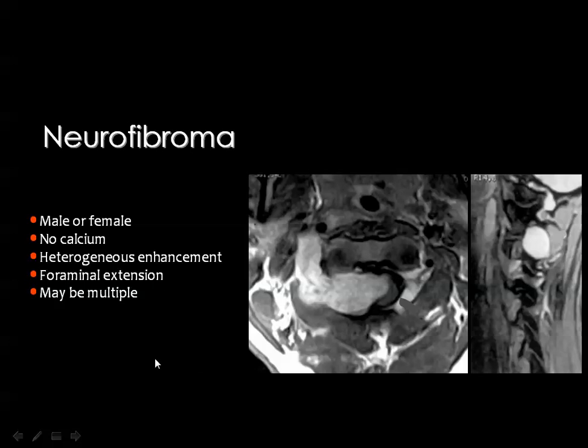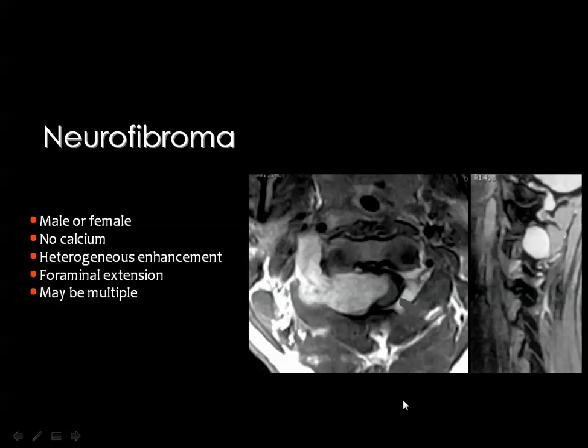Some of the neurofibromas can extend through the neural foramina into the extraspinal space, forming what is known as dumbbell-shaped configuration, and this is one of the characteristics of neurofibromas, and this is not usually seen in cases of meningiomas. Also remember that neurofibromas are frequently multiple, while meningiomas are uncommonly multiple.